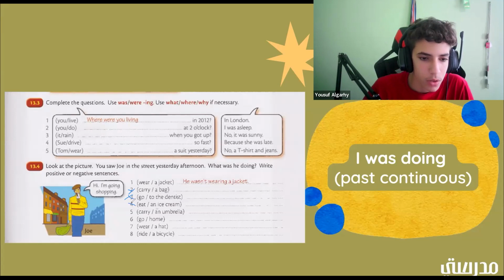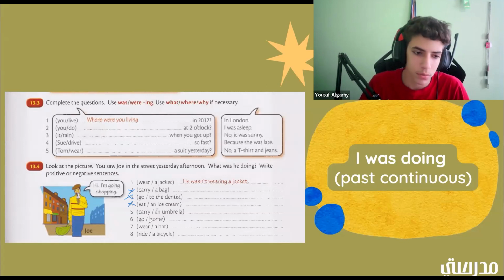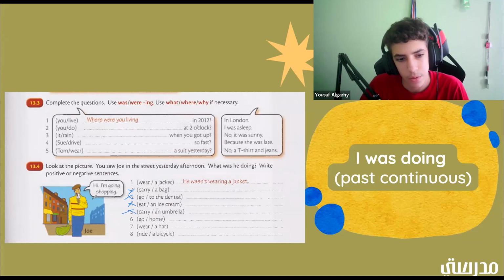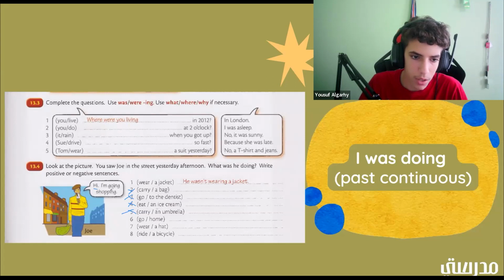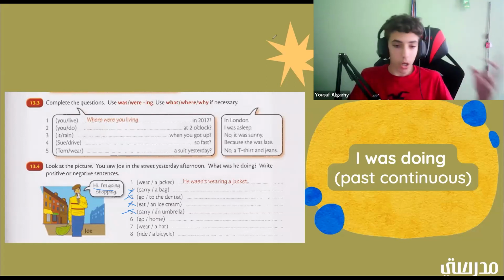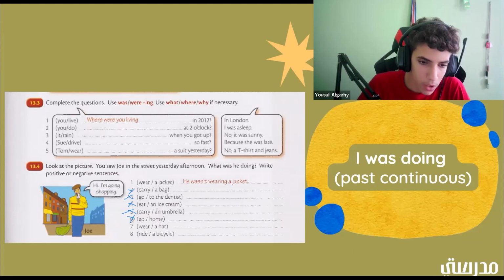All right, good job. Carry an umbrella. Is Joe carrying an umbrella? Do you guys see an umbrella? He was not carrying an umbrella. Go home. Is Joe going home? So Joe was not going home because here it says, hi, I'm going shopping. So Joe was going to go shopping. Good job.